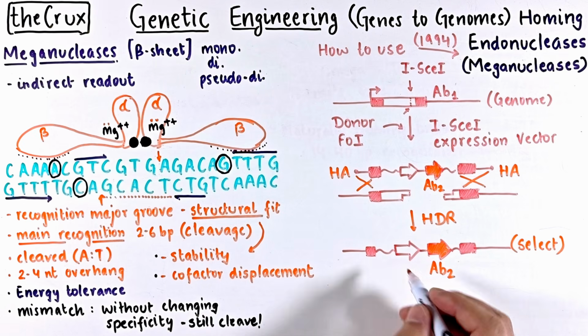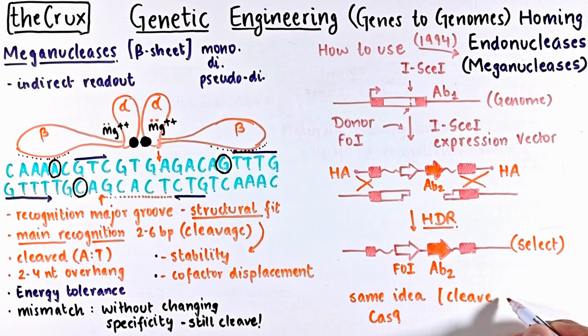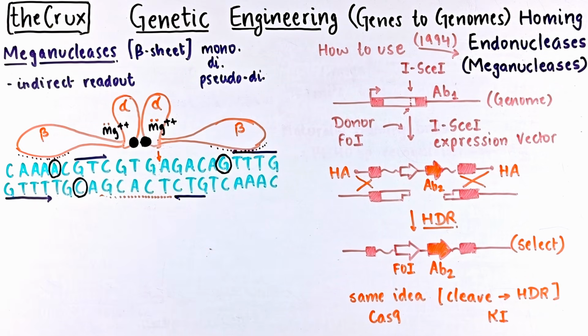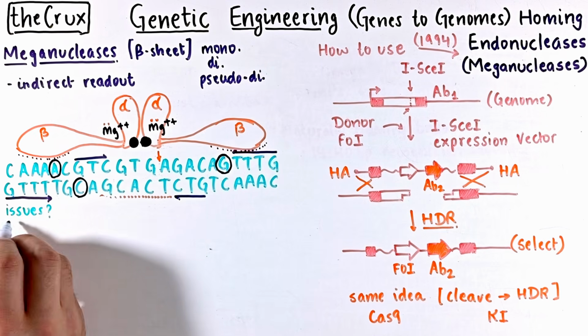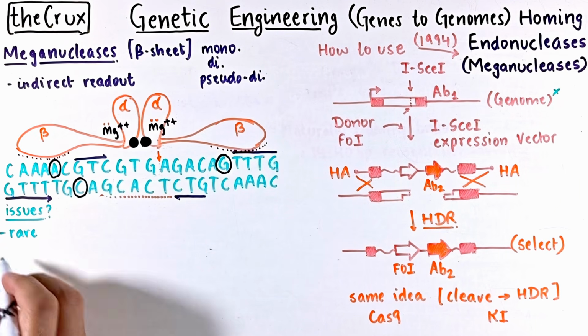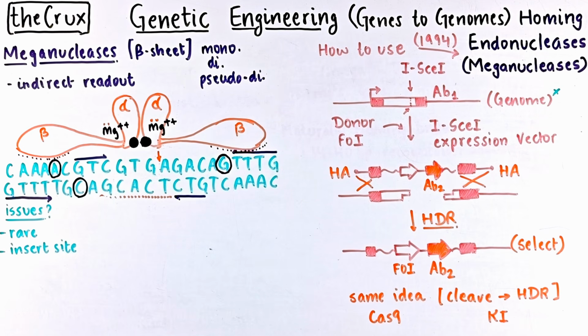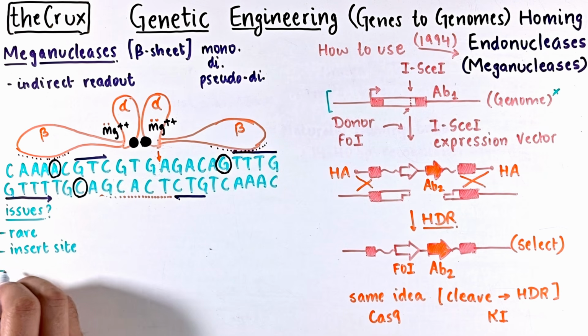This is the same idea as the CRISPR-Cas9 system of targeted cleavage and HDR for knock-ins. In this case, the cleavage is done by the meganuclease. This method is, of course, not perfect. First, the fact that meganuclease sites are generally rare means that you first have to add them to the genome, which means you need to create a cell line that contains the antibiotic gene and an I-SceI site.